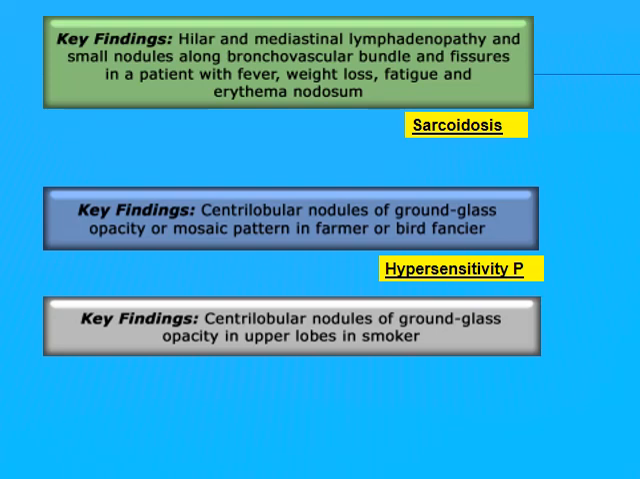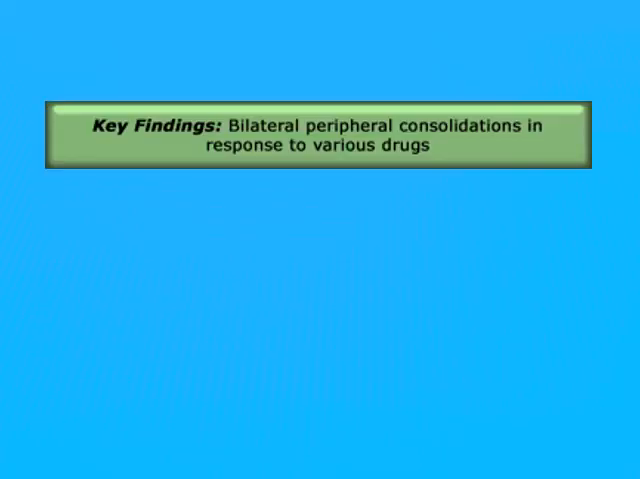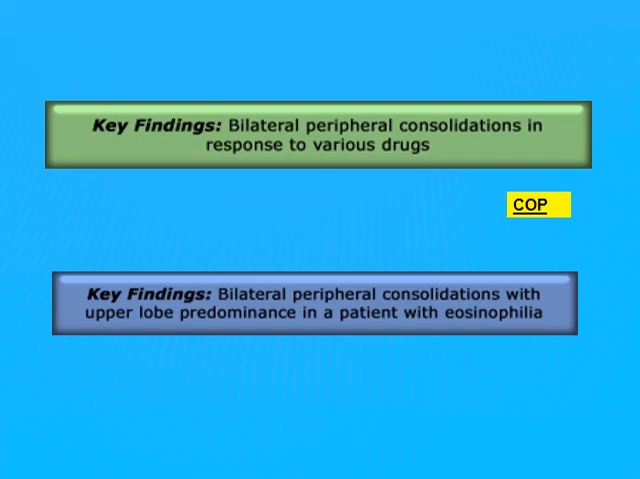If he has centrilobular nodules of ground glass opacities in the upper lobe and he is known as a heavy smoker, what do you think? Respiratory bronchiolitis interstitial lung disease. If he has bilateral peripheral consolidations in response to various drugs, what do you think? Cryptogenic organizing pneumonia. The same pattern, bilateral peripheral consolidation with upper lobe predominance, and he has eosinophilia in his blood count: chronic eosinophilic pneumonia. They are the same, but this one lacks eosinophilia and this one has it.